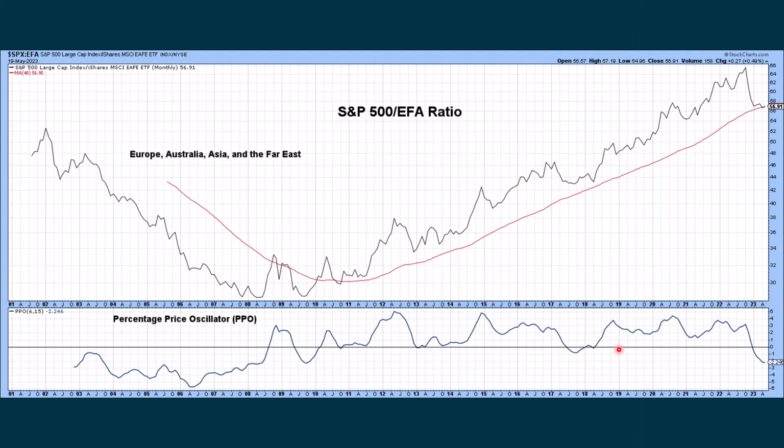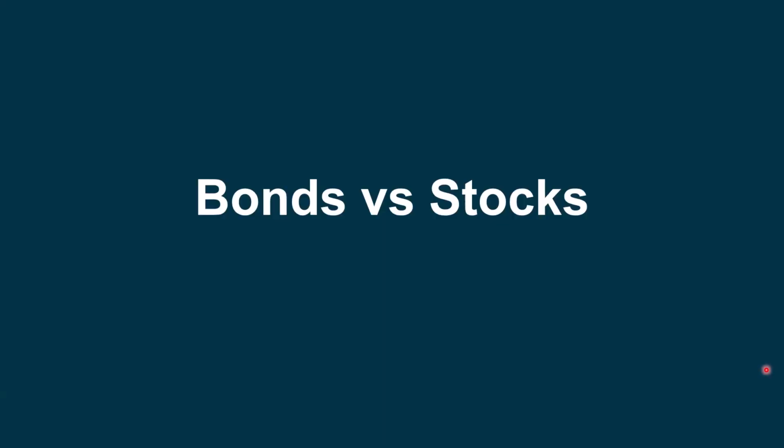When we look at the S&P and compare it to stocks in Europe, Australia, Asia, and the Far East, we're starting to turn back up after coming down to this moving average, but the PPO on the bottom continues to decline. It could be bottoming out and getting ready to turn back up, but it hasn't done that yet.